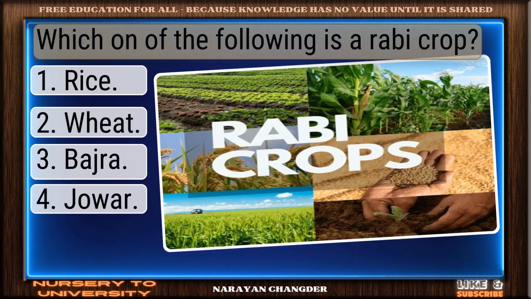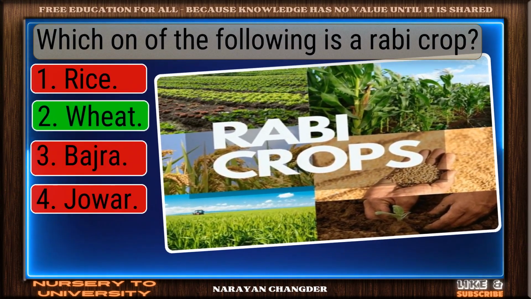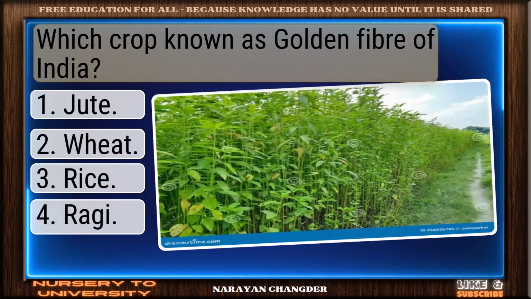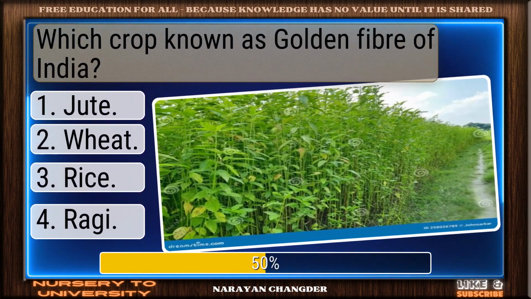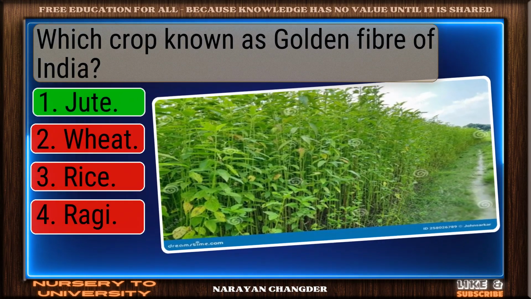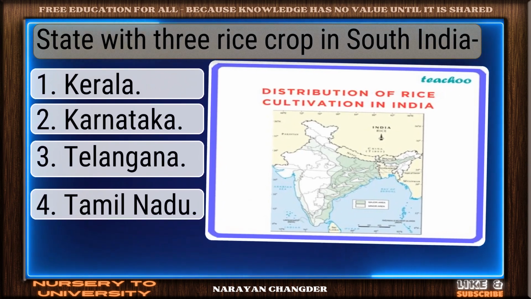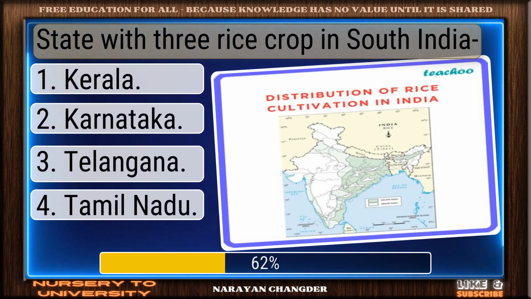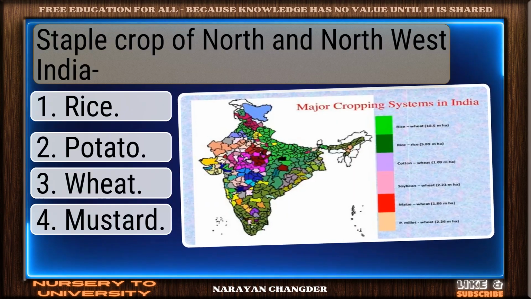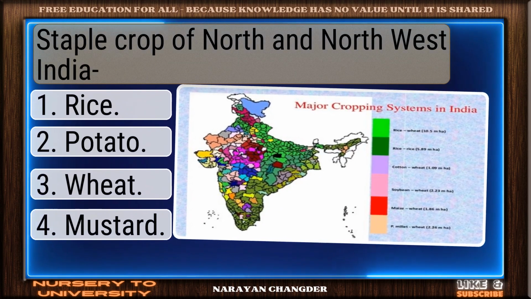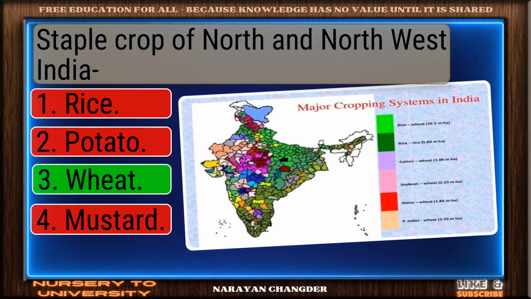Which one of the following is a rabi crop? Clear logic. Wheat is sound. Which crop is known as golden fiber of India? You got it. Jute fits. State with 3 rice crops in South India. Perfect. Tamil Nadu is the one. Staple crop of North and Northwest India. Correct. Wheat is spot on.